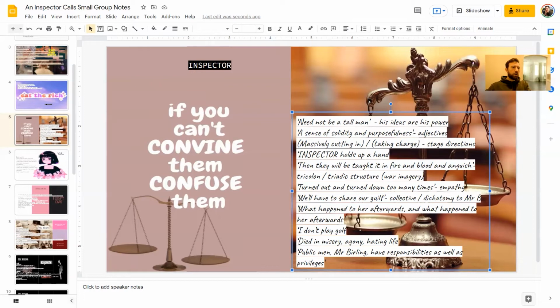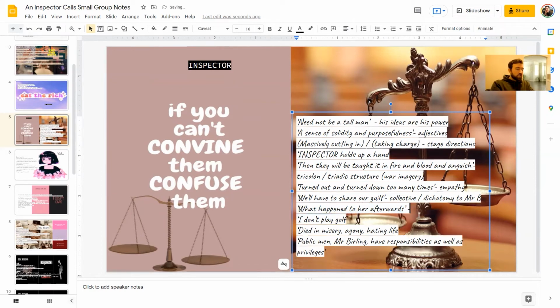What happened to her afterwards? The other thing that the inspector is really good at is talking about this chain of events.